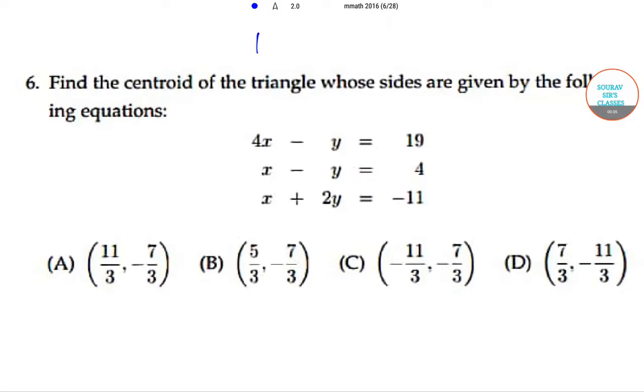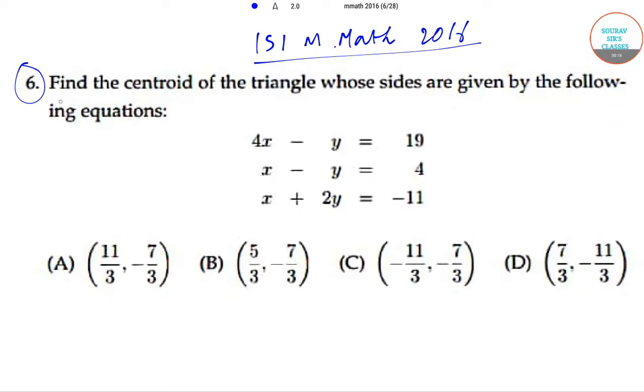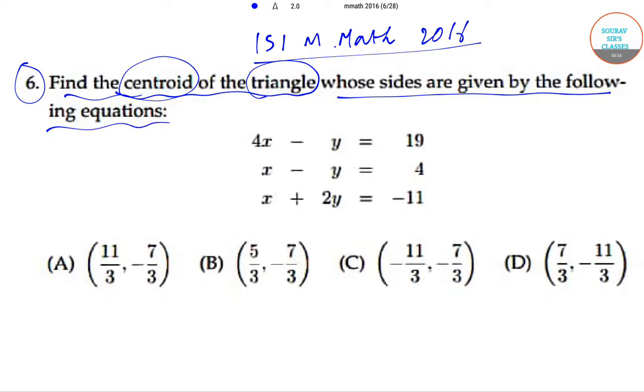Today we'll be solving the ISI MMath question paper of year 2016. Today we'll be solving question number 6. In question number 6, it has been said that we need to find the centroid of the triangle whose sides are given by the following equations: 4x minus y is equal to 19, x minus y is equal to 4, and x plus twice y is equal to minus 11.